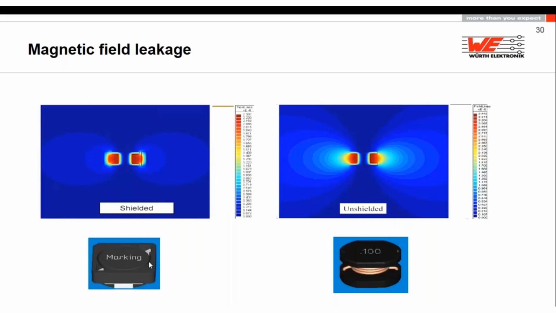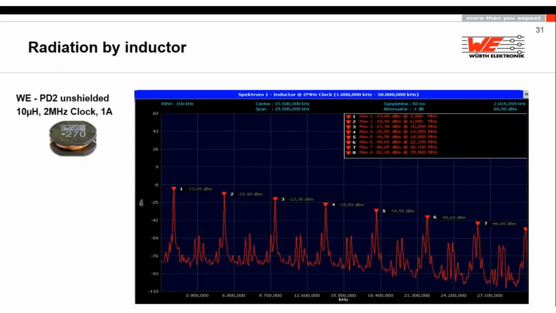Because of this reason, don't route any track below the inductance on the same layer, because this is dangerous. You can build a transformer. But this pays back if you use a shielded inductance, like here in this example, which is a 1 amp output DC-DC converter switched at 2 megahertz.